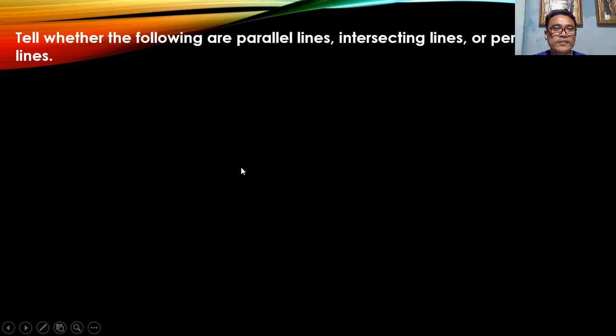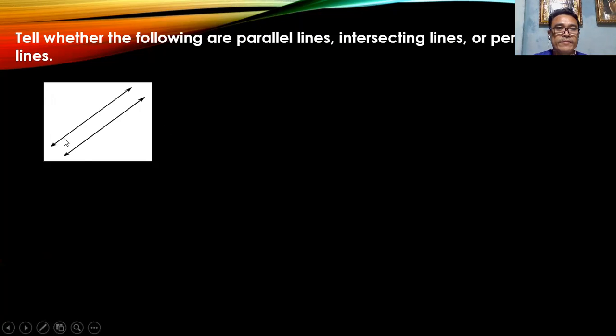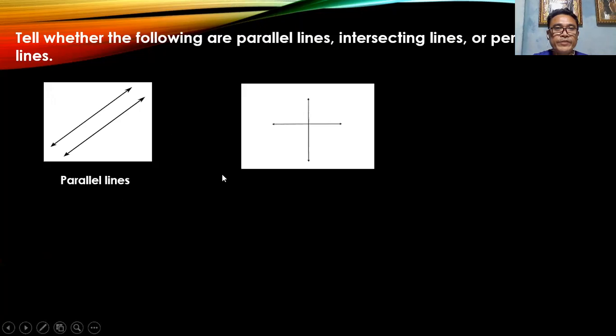Let's do this. Get your pens and papers. Tell whether the following are parallel lines, intersecting lines, or perpendicular lines. Number 1. The correct answer is parallel lines. Number 2.